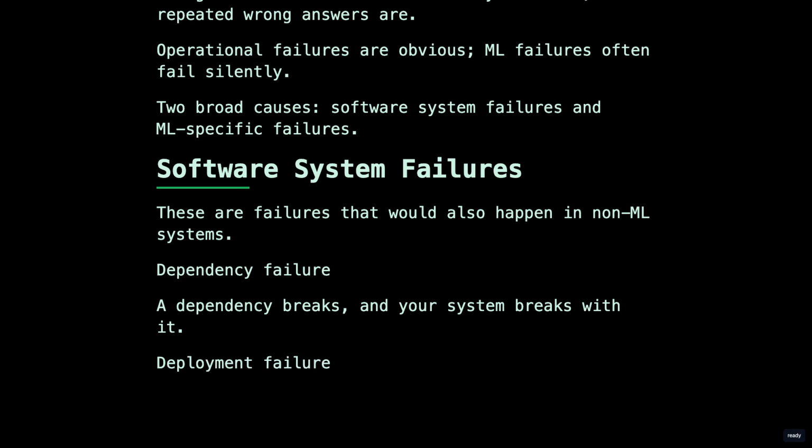Another frequent source of trouble is deployment. The code may be fine, but the wrong version gets shipped or the runtime environment does not match what the system expects.